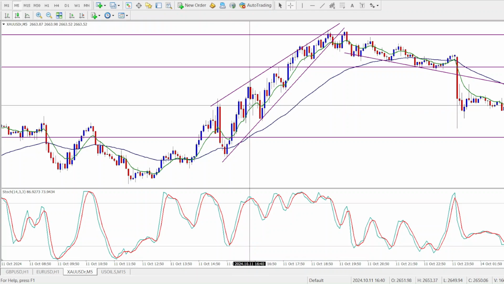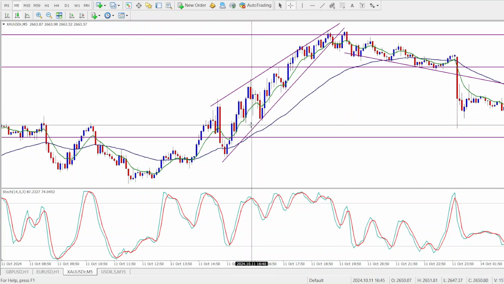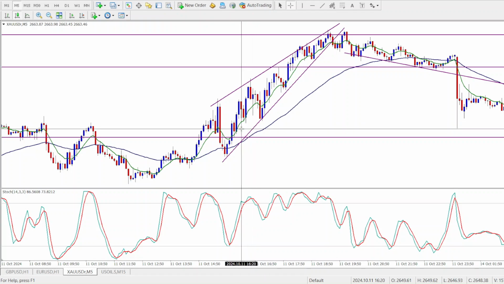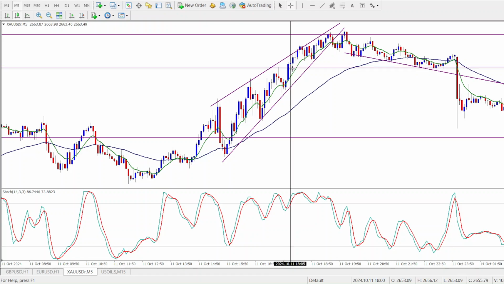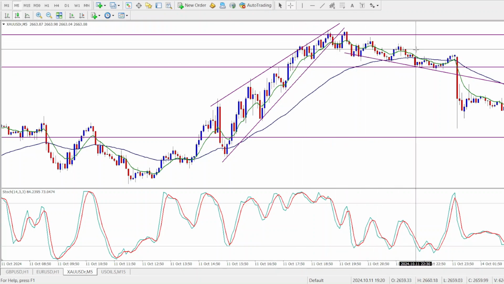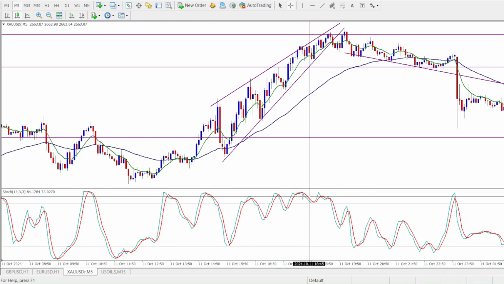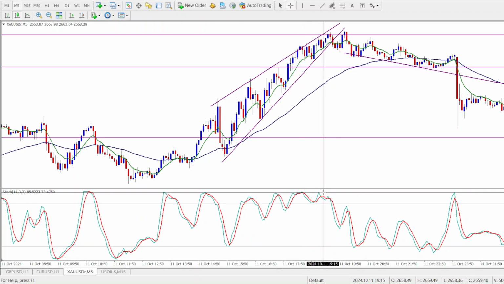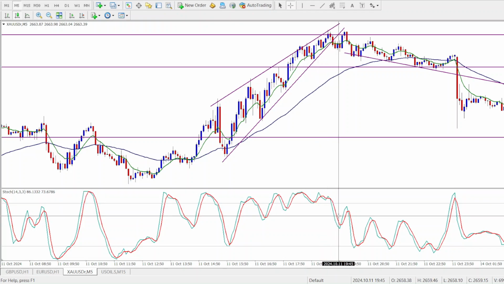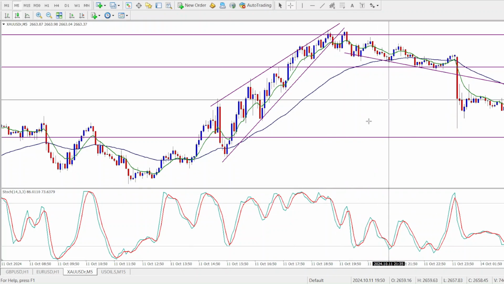So after this formation, we can enter a buy and then we can set our stop loss below that candlestick pattern, and then our take profit can be at the next resistance level, or it can be at the nearby resistance level, or it can be when we have a crossover from the moving averages, or you can also use when the stochastics begin to come down from the overbought level, just additional confirmations.